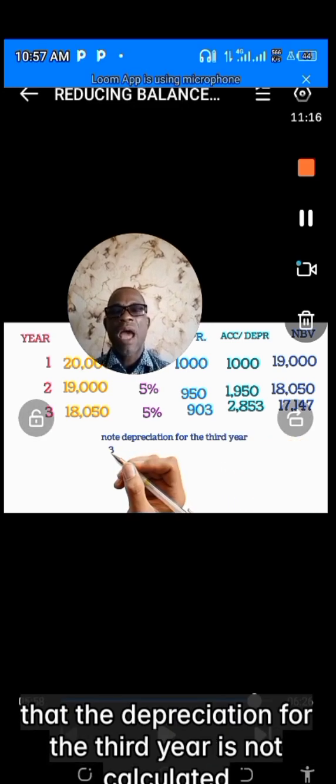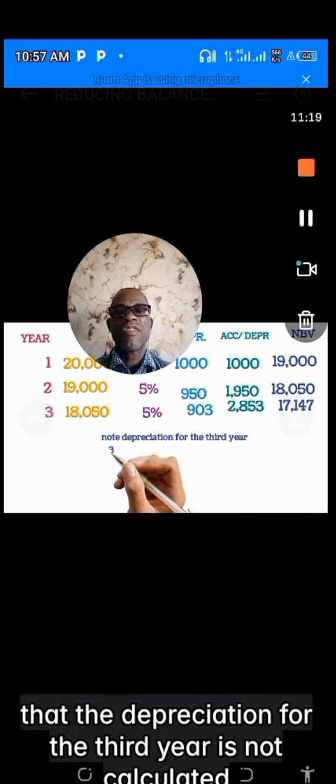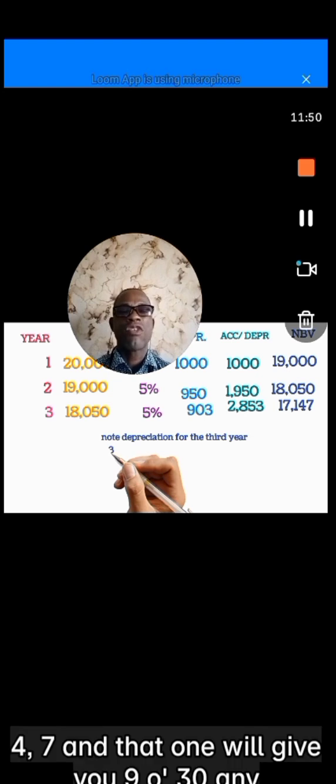Now note that depreciation for the third year is not calculated from the depreciation rate. Depreciation for the last year, when you are using the reducing balance, is calculated with this formula. The formula is the beginning balance of the last year minus scrap value. That is to say, 18,050 minus 17,147. And that will give you 903.